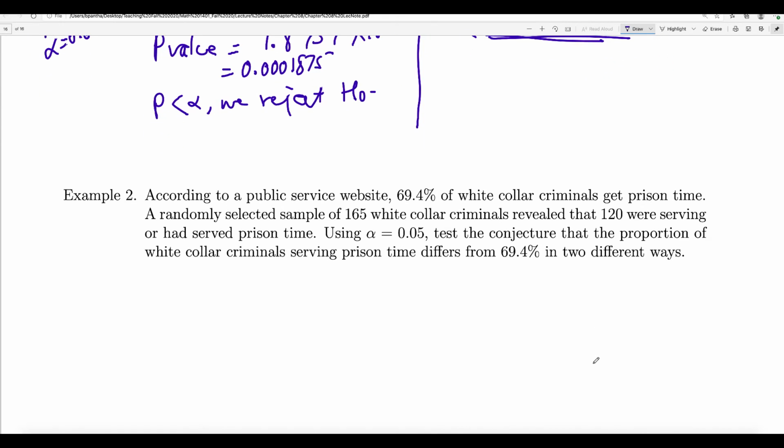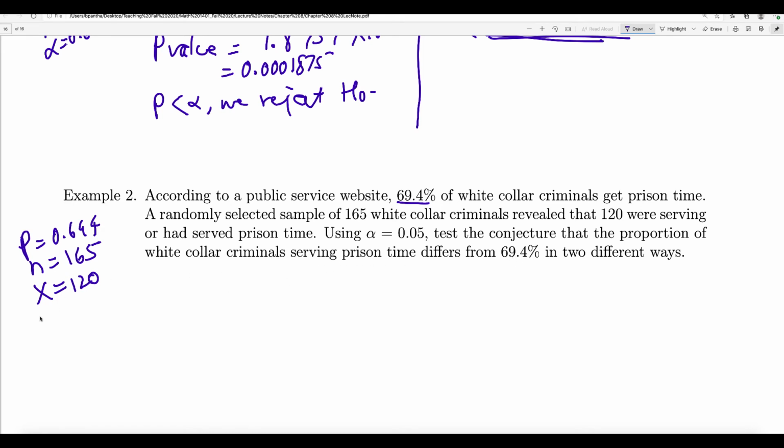First of all, we will list all the given things. According to a public service website, 69.4% of white collar criminals get prison time. This is a percentage, so this is for the proportion, right? So what is p? It is 0.694. A randomly selected sample of 165, n equals 165, white collar criminals reveals that 120 were serving or had served prison time. x is 120.